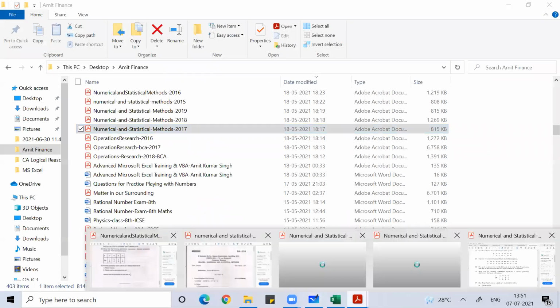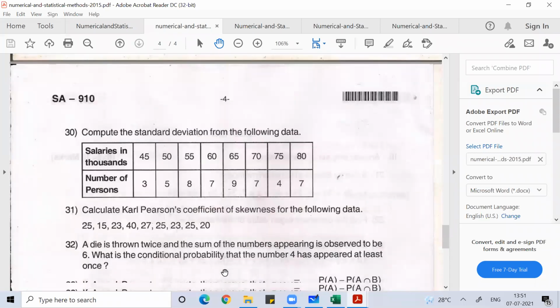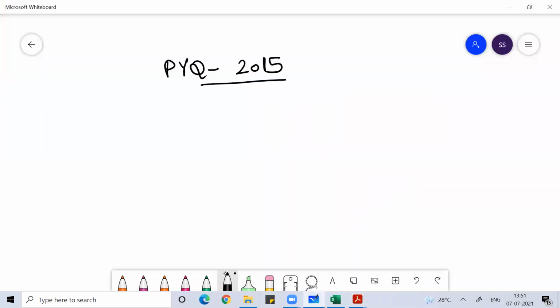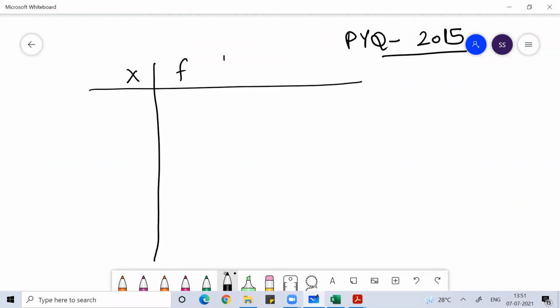Okay, so now we'll do this question, guys. I'll do it by the step deviation method. This is a previous year question which came in the year 2015, if I'm not wrong. Let's discuss this problem. We have the class mark values and we have frequency values. So this is X, this is F.